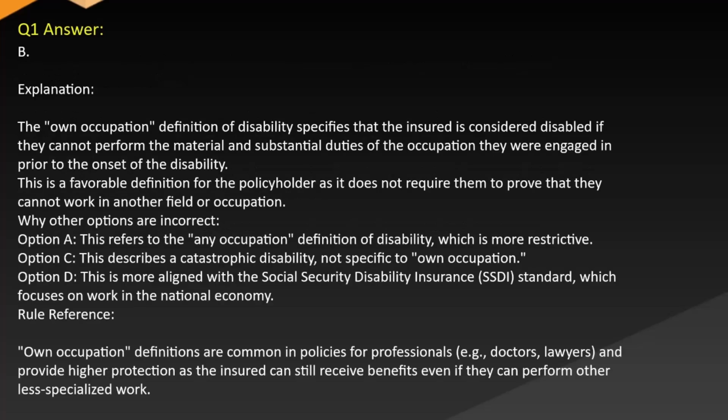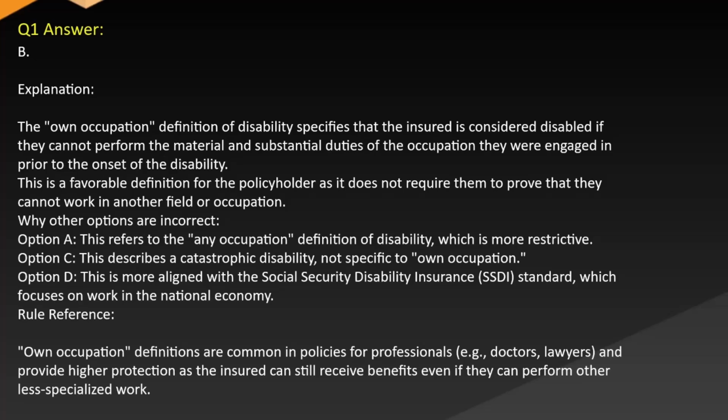Answer. B. Explanation. The own occupation definition of disability specifies that the insured is considered disabled if they cannot perform the material and substantial duties of the occupation they were engaged in prior to the onset of the disability. This is a favorable definition for the policyholder as it does not require them to prove that they cannot work in another field or occupation.